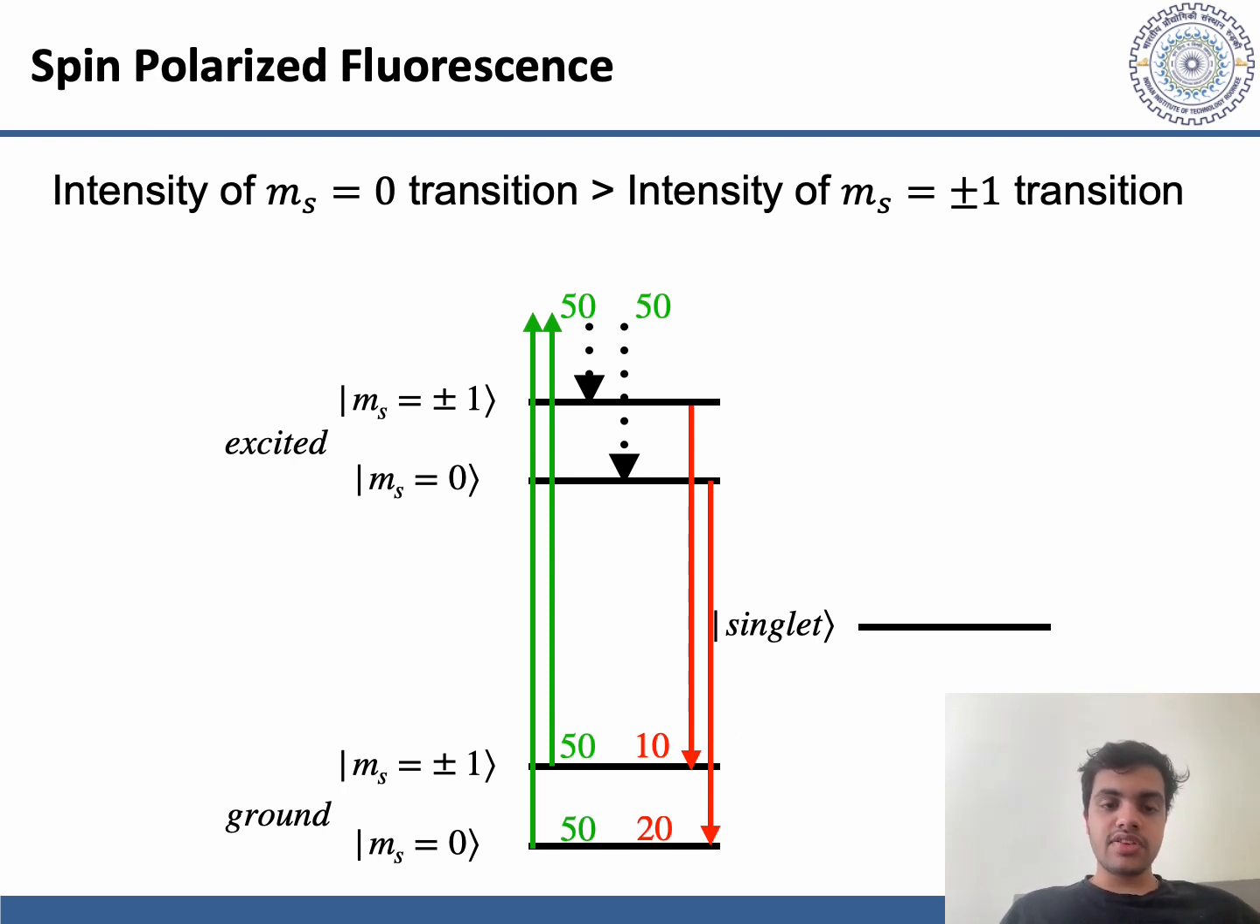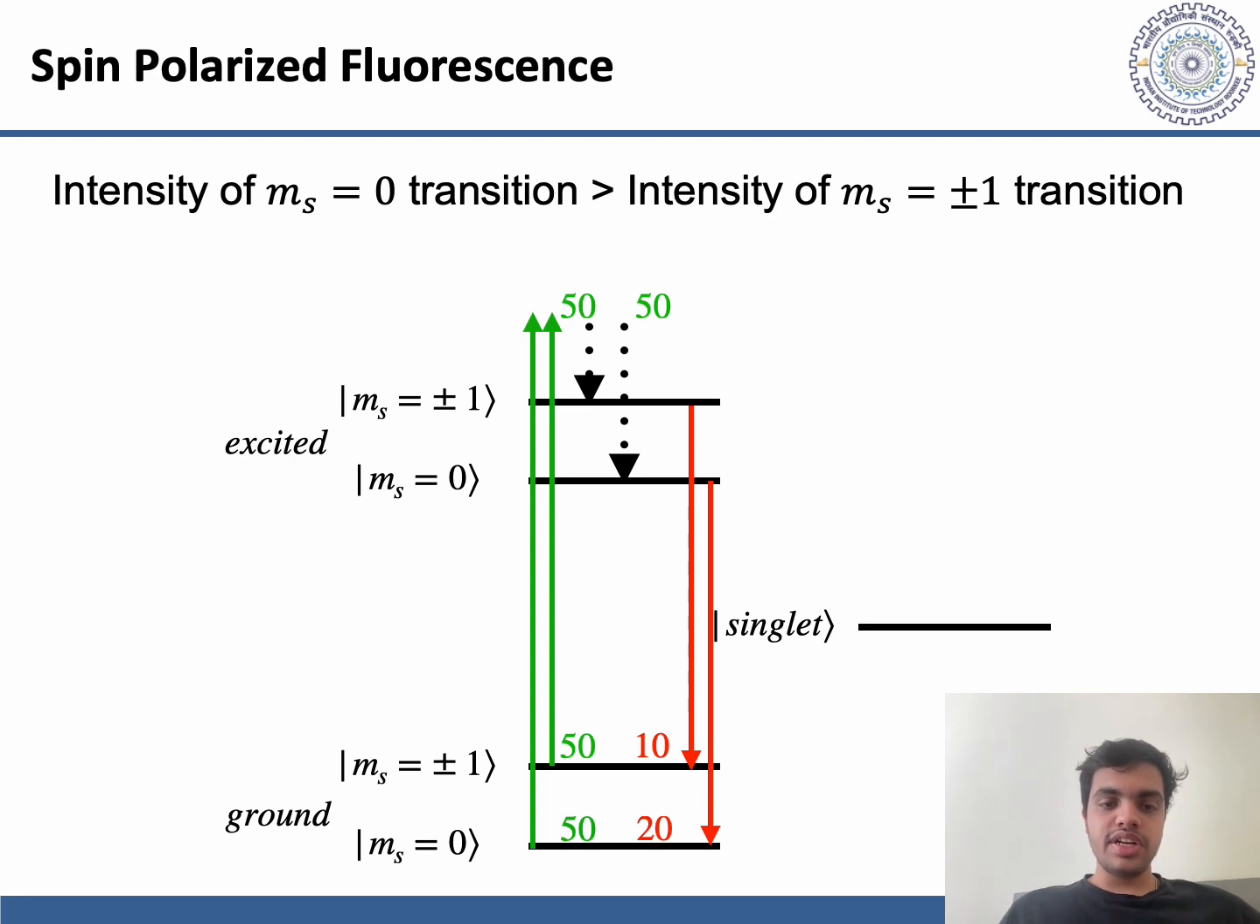So if you have 50 electrons, you pump them all up with a green light. Green light has a greater energy than red light, so you would pump them up even above the energy difference. They would relax down to the energy levels and then come back down with red light.